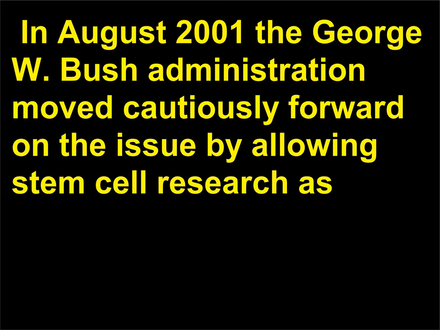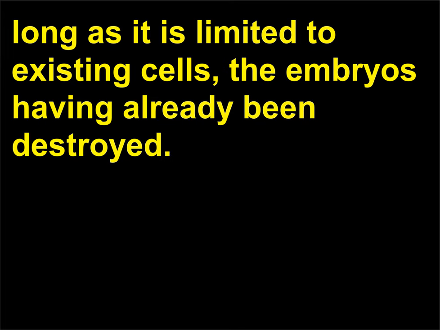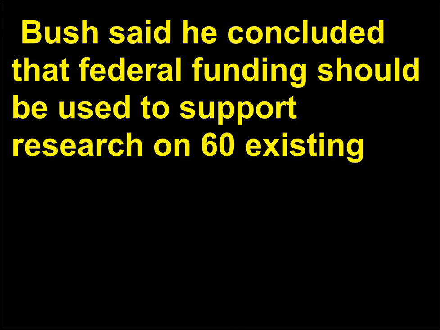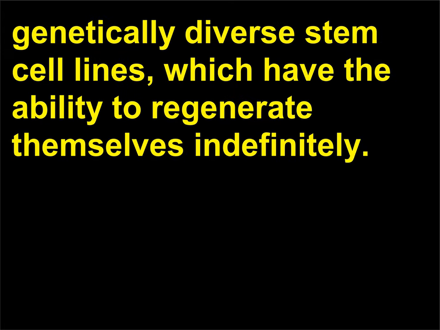In August 2001, the George W. Bush administration moved cautiously forward on the issue by allowing stem cell research as long as it is limited to existing cells, the embryos having already been destroyed. In other words, new stem cells cannot be created strictly for the purpose of laboratory work. Bush said he concluded that federal funding should be used to support research on 60 existing genetically diverse stem cell lines, which have the ability to regenerate themselves indefinitely.